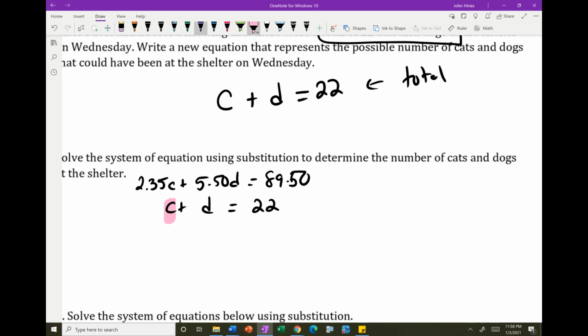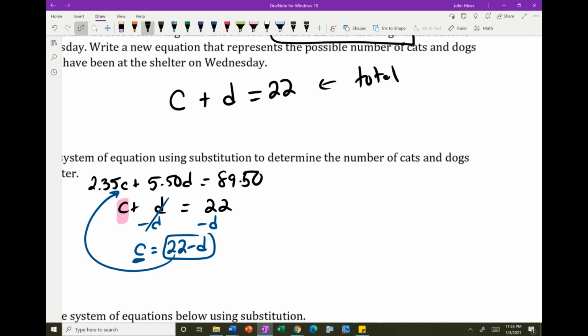Here's C. How do I get C by itself? Well, I'm going to move that D over. I'm going to subtract D from both sides. So that gives me 22 minus D. That's now all by itself, so now I can substitute. Wherever I see a cat, I can replace it with 22 minus dogs. So there's my substitution there.